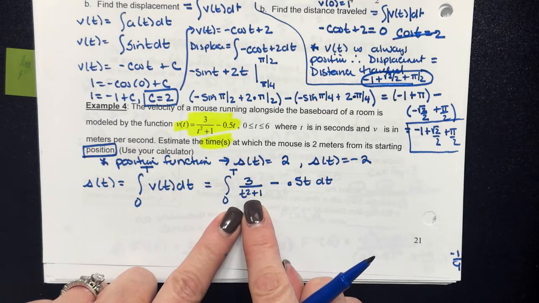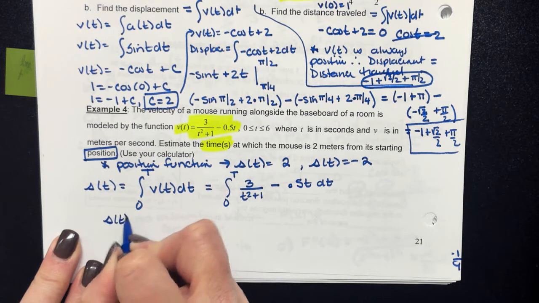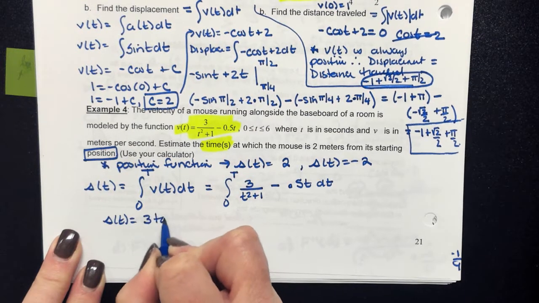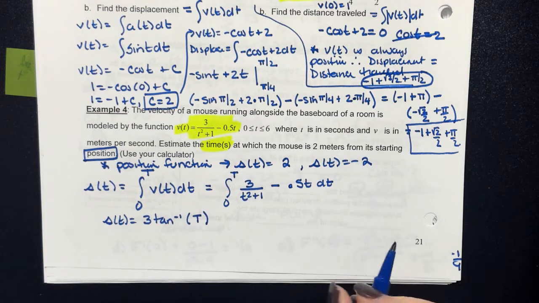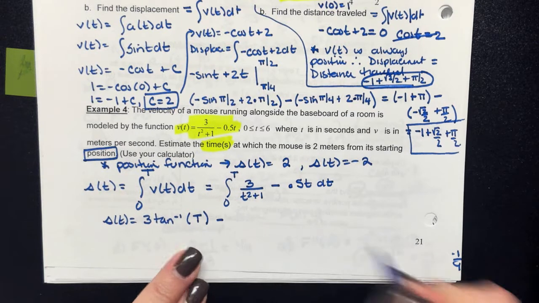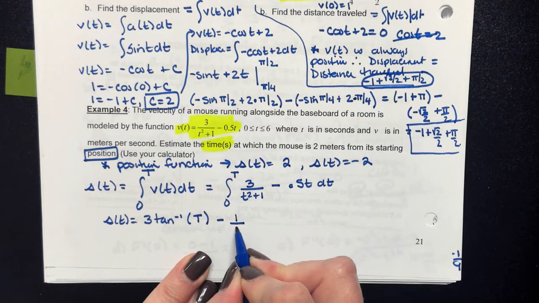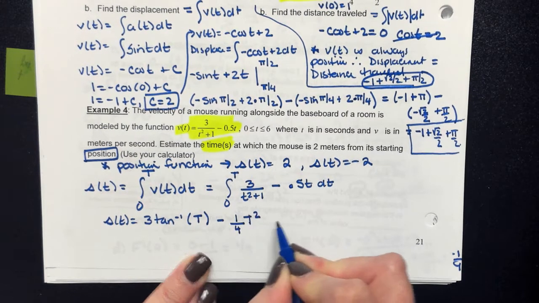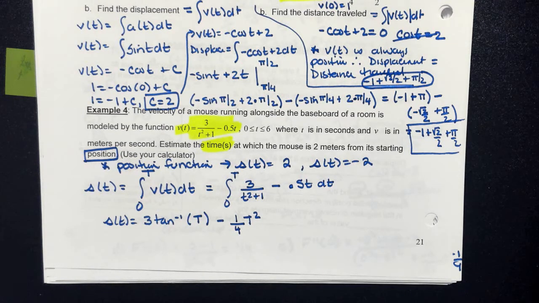So first of all, how am I going to integrate this 3 over t squared plus 1? It's going to be 3 times your inverse tangent, and again, I'm just going to plug in the uppercase T, minus. Now I have to integrate 0.5t, and what's that? That's going to integrate to minus 1 over what? 4 t squared. So any questions on how I found the position function?